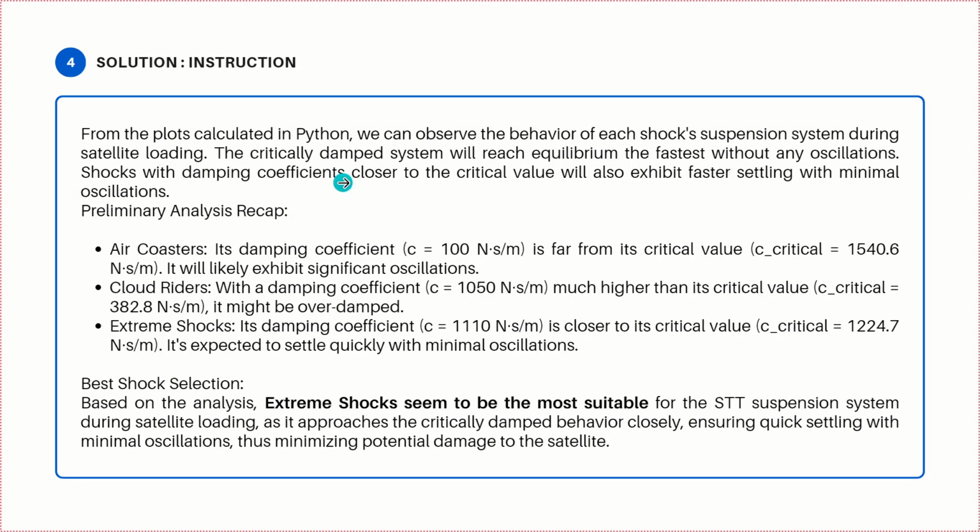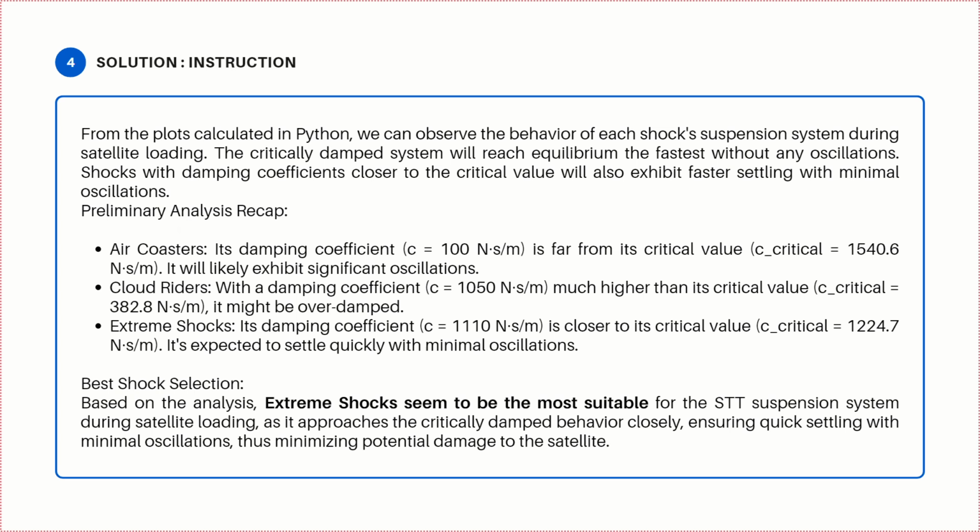From the plots calculated in Python, we can observe the behavior of each shock suspension system during satellite loading. The critically damped system will reach equilibrium the fastest without any oscillations. Shocks with damping coefficients closer to the critical value will also exhibit faster settling with minimal oscillations. Here is a preliminary analysis recap.